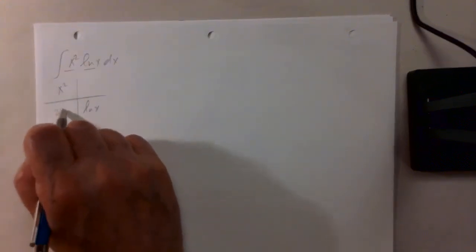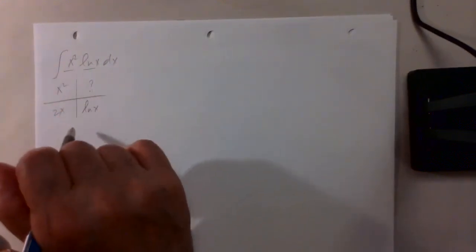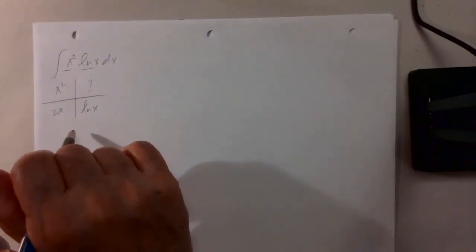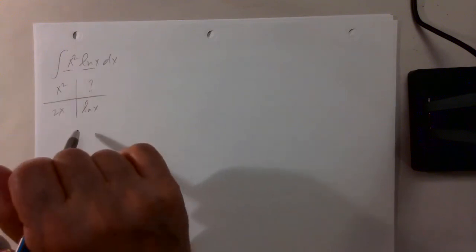So the derivative of x squared is 2x. The antiderivative of log x, that's hard. I don't know what that is. So this doesn't seem to help. I would have to find the antiderivative of log x, and I don't know that.